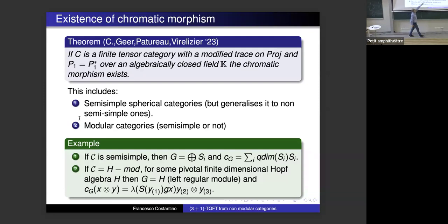In that case, what is the generator? As I said, it's the sum of all the simples. And what is the chromatic morphism? Oh, yeah, I forgot. It should be an endomorphism of S_i tensor S_j. So it's actually, yeah, I miswrote here. It's the sum of the identities multiplied by the quantum dimension. I'm sorry, this is miswritten.